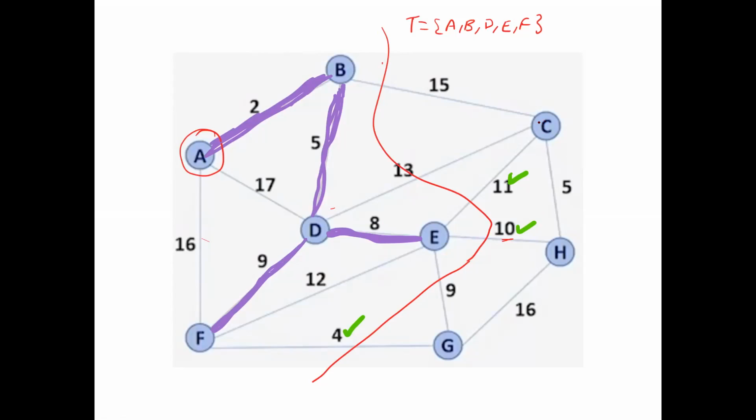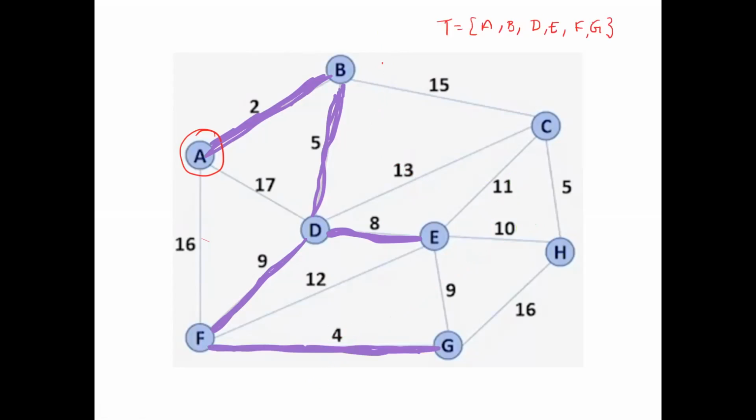Now for C, the possible edges going through this partition are BC, that is 15, then CD 13, then CE 11. Out of these three edges, 11 is minimum, so we will consider 11. So for the purpose of finding the MST, at this iteration we consider the edges with cost GF with cost 4, then EH with cost 10, then EC with cost 11. Out of these three, the GF edge has the minimum cost, so GF will be considered further in the next iteration.